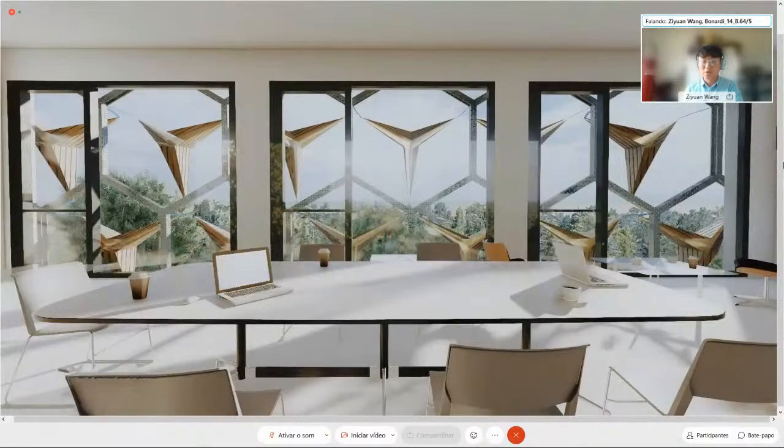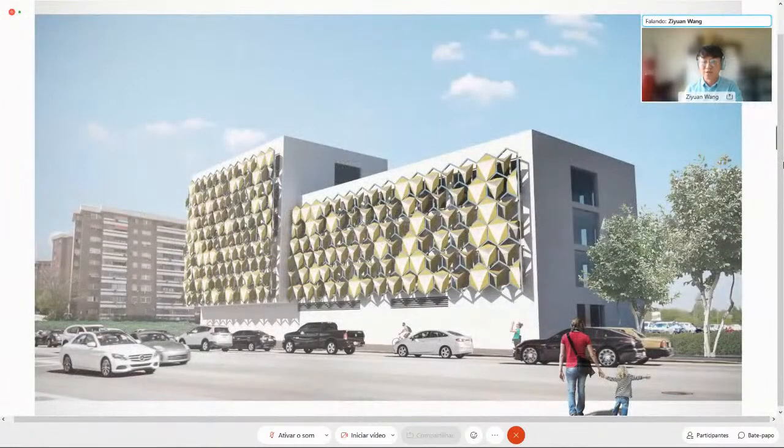There is the rendering picture from inside to outside, and after installing the facade, the building looks like this.